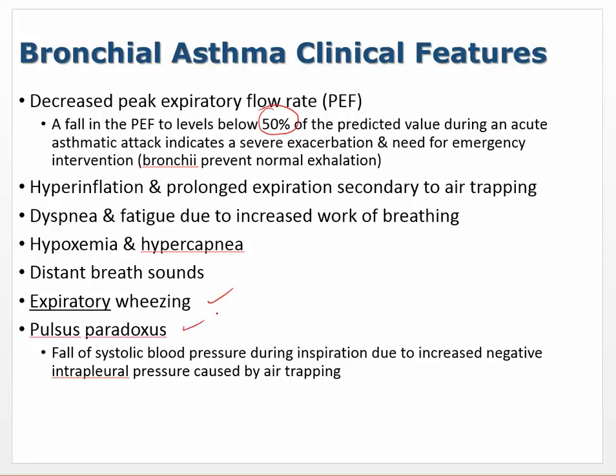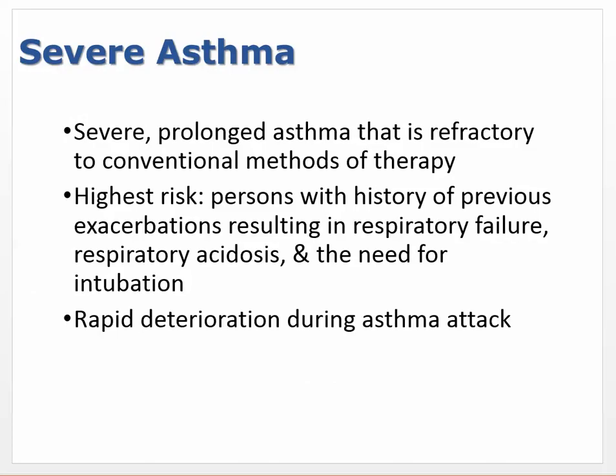Pulsus paradoxus can also occur. We saw that with cardiac tamponade. So fall of systolic blood pressure during inspiration due to increased negative intrapleural pressure caused by air trapping. Okay, so that's going to press on that too. That's not a big clinical feature when I think of asthma though.